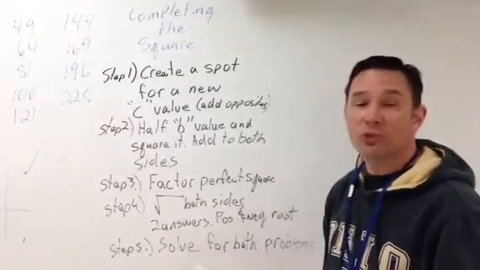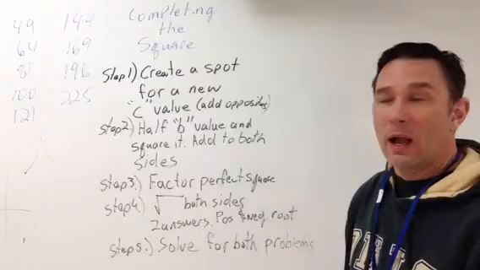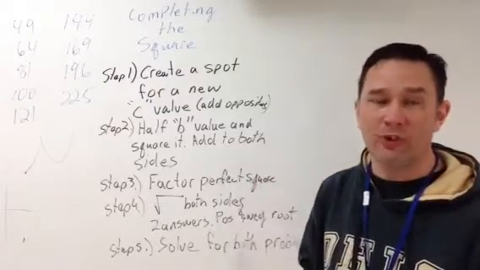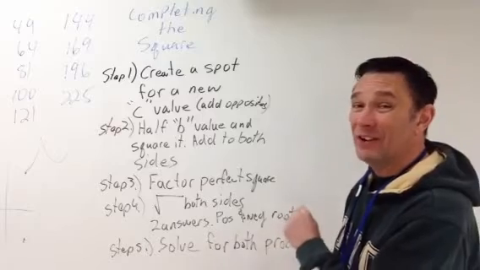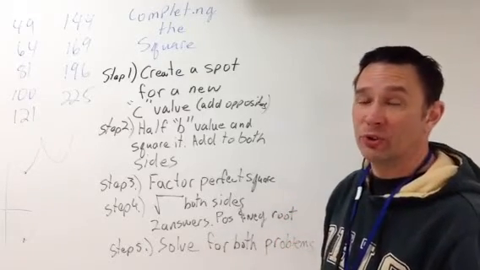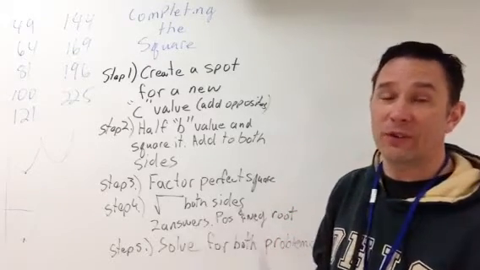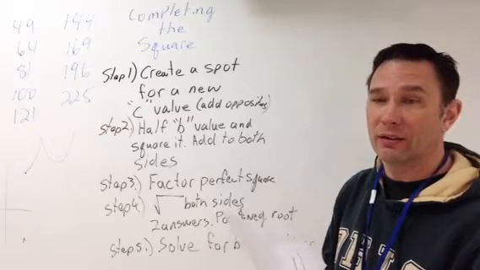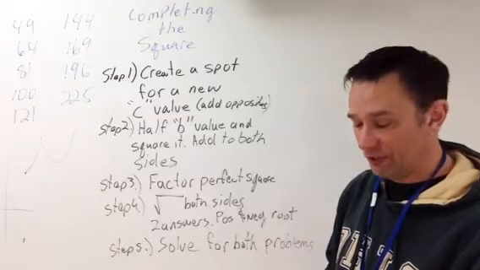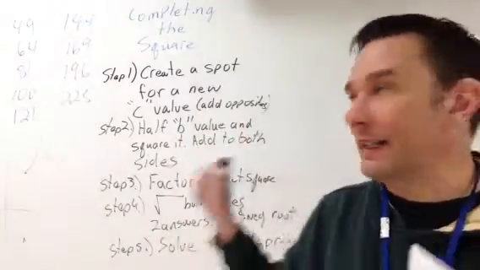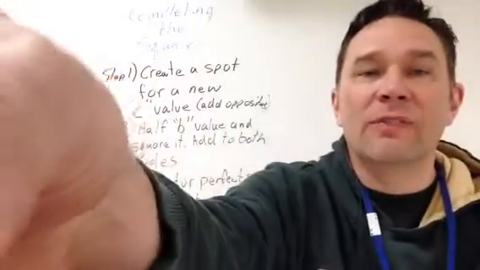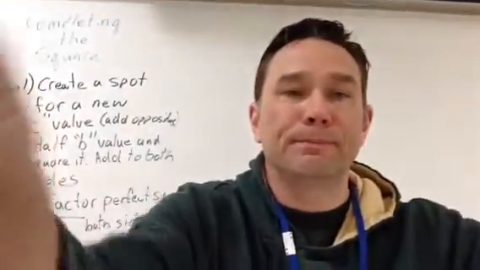Last one, solve for both answers. Unless this equals 0, we will have two solutions. If it equals a negative number, there'll be no real solutions. We'll have to wait for another lesson to deal with those square roots of negative numbers. So moving on to the lesson, keep this handy if you need to. Pause the video and take notes on it.